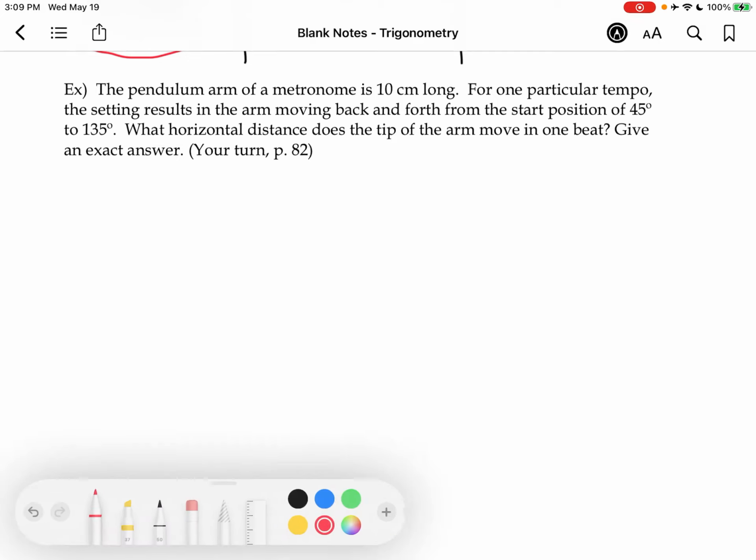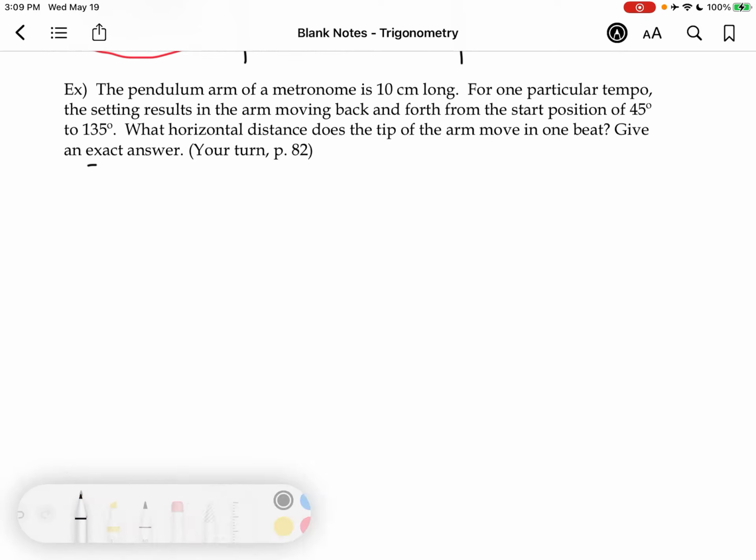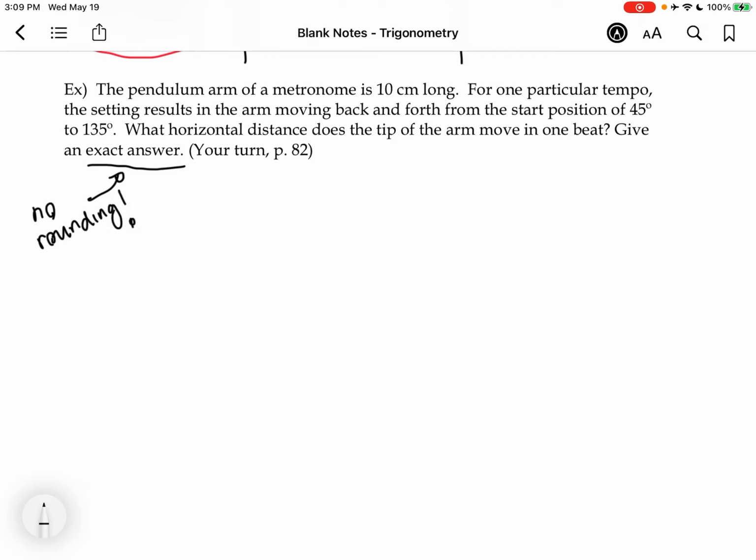An exact answer means that we cannot round. No rounding. So we must have exact values, so you are probably going to have a radical in there. So what we should do first is just draw this. When we're told that it moves back and forth from 45 to 135, those are referring to angles in standard position. So let's look at that.